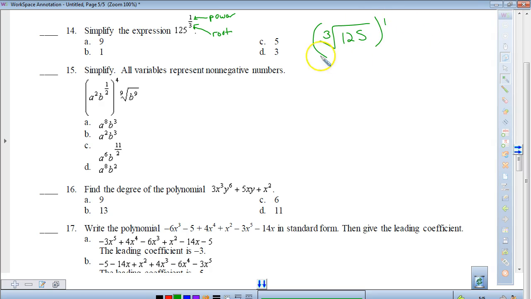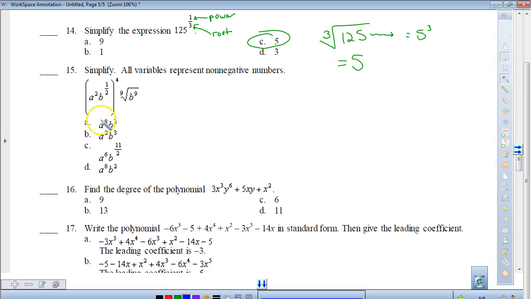Now that last bit, the raising to the first power, that's kind of irrelevant. We know that raising something to the first power means that we're just going to leave it alone. Now your calculator will do the third root of 125. I'm hoping by this point this is something you have memorized, that 125 is equal to 5 to the third. We know that a third root cancels out a third power, so this cube root of 125 is equivalent to 5. That's answer choice C.